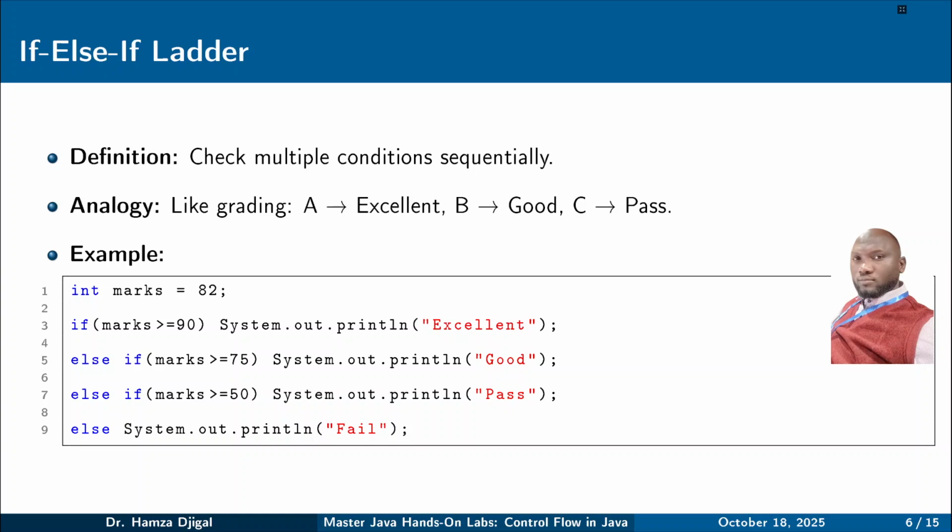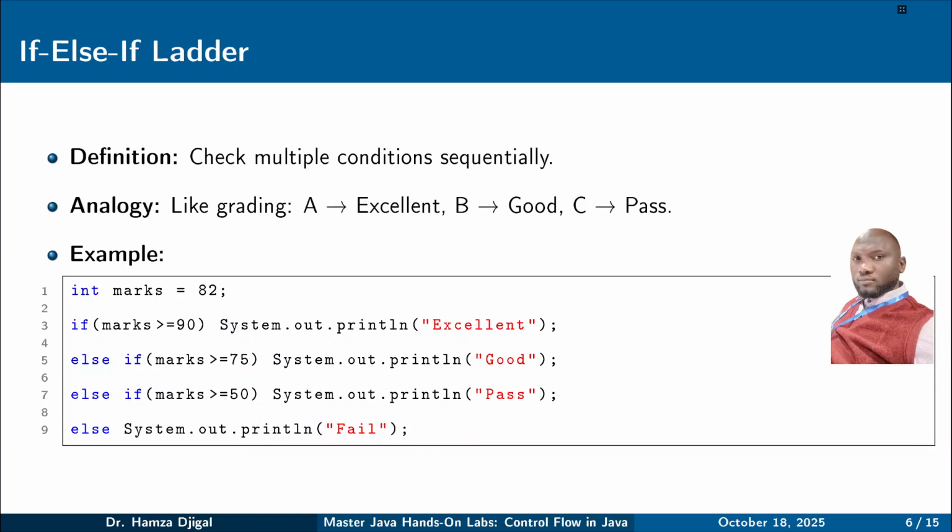For instance, let's assume we have marks that is 82. Then we check the first one: if it is bigger than 90, we say excellent. Then else if the mark is bigger or equal to 75, we print good. Then else if again, we print pass. Then else we print fail.